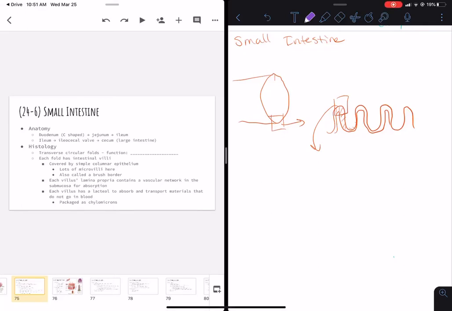Alrighty, welcome to the small intestine, section 24-6. Let's start with the anatomy of the small intestine. So the small intestine follows just after the stomach, and it comes in three portions. First the duodenum, then the jejunum, and then the ileum.